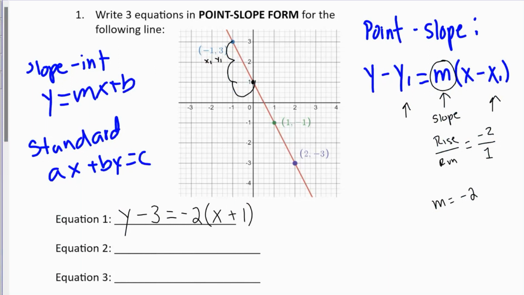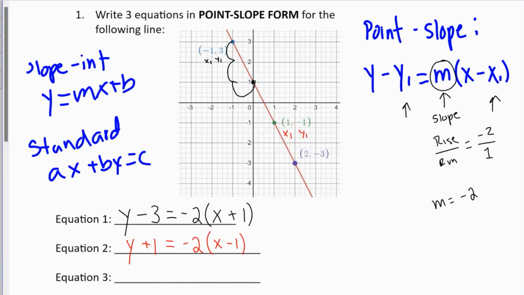And I'm going to follow the same process for the next 2 equations. So now I'm going to look at my 1, -1. I'm going to label it x1, y1. And I'm going to do the same thing. I start with y minus, my y1 is -1, so 2 negatives make a positive, equals -2 times x minus, and then just our 1. And that is our next equation.